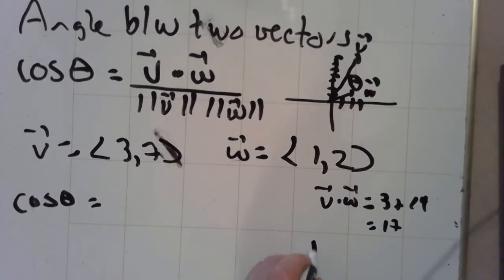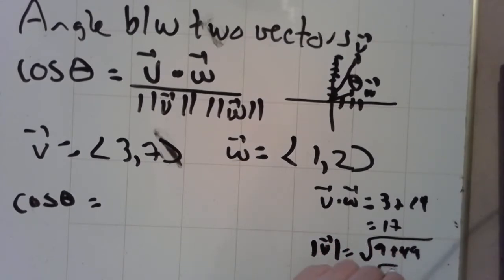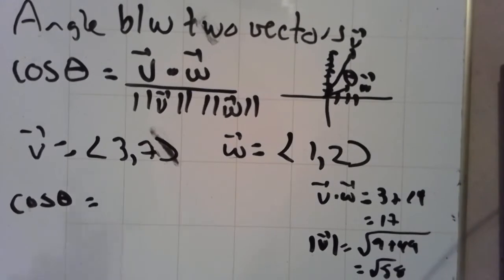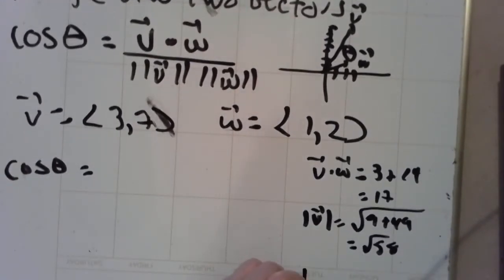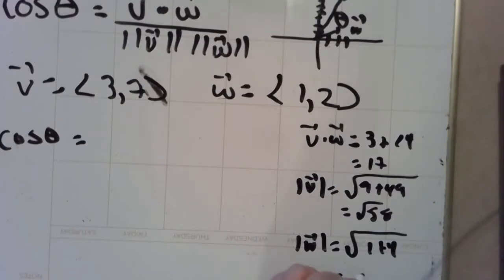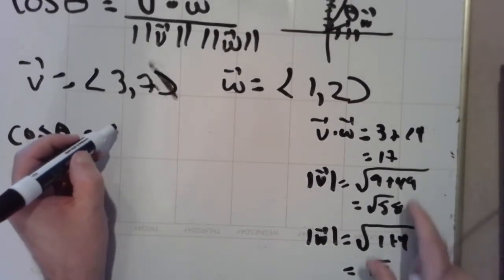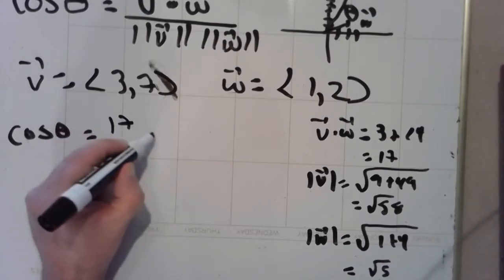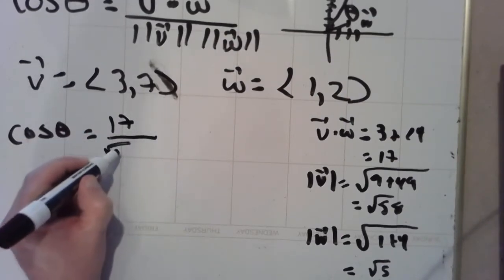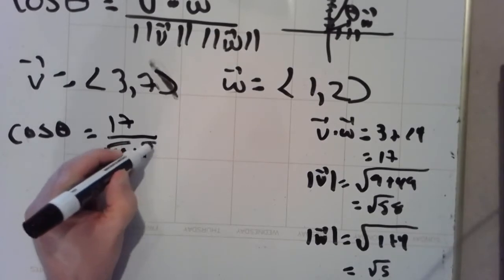Then on the bottom, I need magnitude of v. So that would be square root of 9 plus 49. That's square root of 58. Magnitude of w would be square root of 1 plus 4. Remember, it's just Pythagorean. That's square root of 5. Okay, so cosine of theta then will be the dot product divided by square root of 58 times square root of 5.